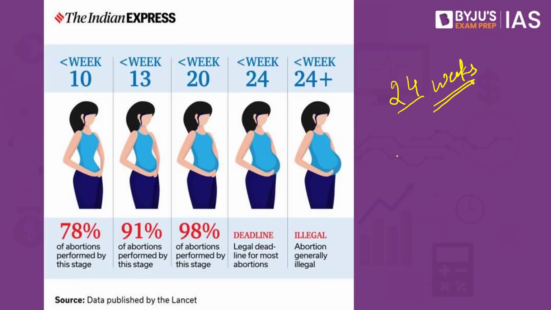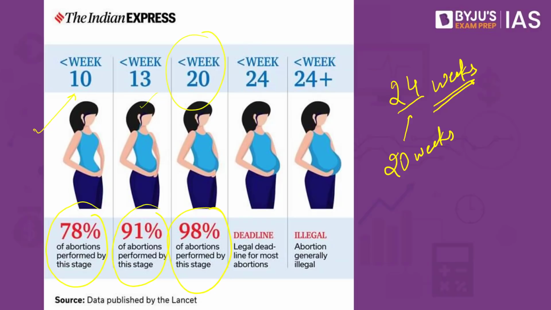It is usual to get an abortion up to 20 weeks, but in certain cases between 20 and 24 weeks also abortion is allowed in India. As per this study, 78% of abortions are carried out at a stage of less than 10 weeks. 91% are carried out at the stage of less than 13 weeks. 98% of all the abortions are carried out in the stage of less than 20 weeks.